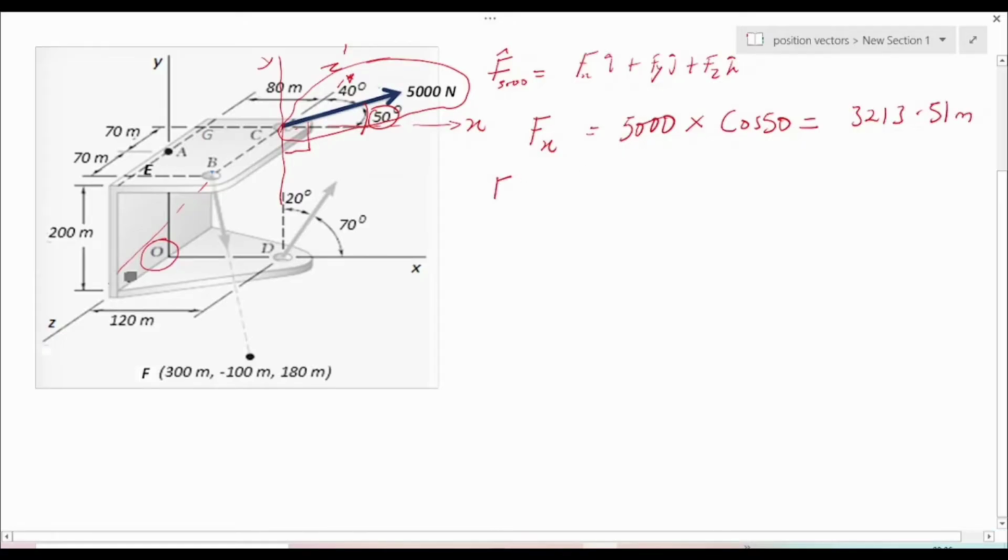And likewise, we are looking for Fy as well. Fy will be equal to the magnitude of the force, which is 5,000, multiplied by cosine of the angle that it's making with the y-axis. For this case, it is 90 degrees, and that will give us 0.